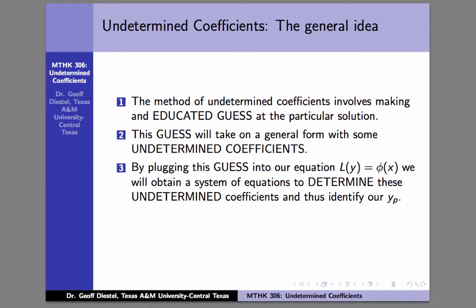Once we have our guess, we plug it into our equation and do the calculus. We compute all the derivatives we need to, we combine everything algebraically, and we set that expression equal to our given phi of x. Then we make observations about what those undetermined coefficients must be equal to in order to make that equation true.